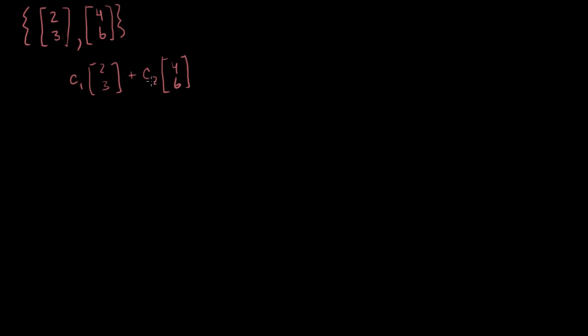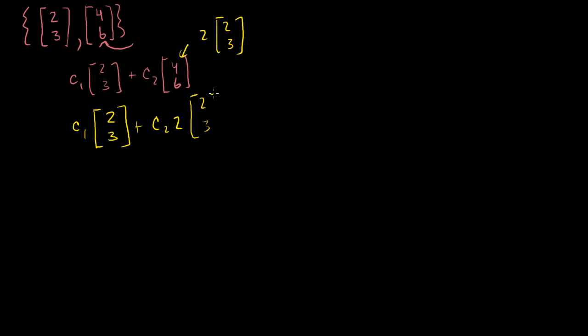Now, the first thing you might realize is that this vector 4, 6 is just 2 times the vector 2, 3. So I could rewrite it as c1 times the vector 2, 3 plus c2 times, instead of writing the vector 4, 6, 2 times the vector 2, 3. Because this vector is just a multiple of that vector. So I could write c2 times 2 times 2, 3. I think you see that this is equivalent to 4, 6. 2 times 2 is 4. 2 times 3 is 6.